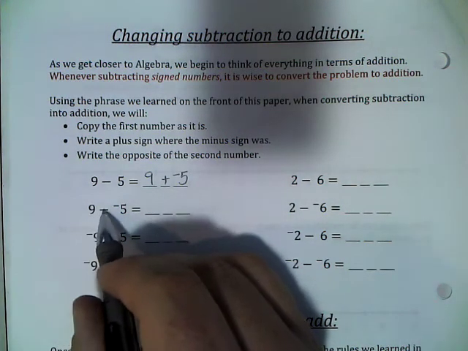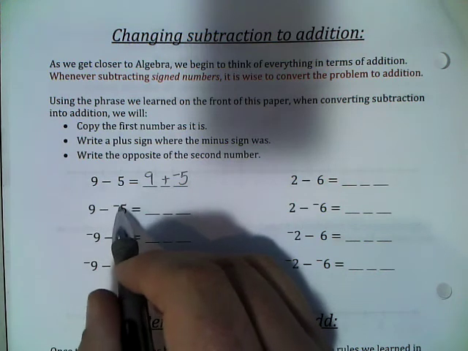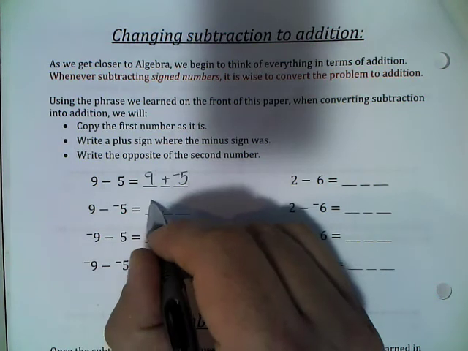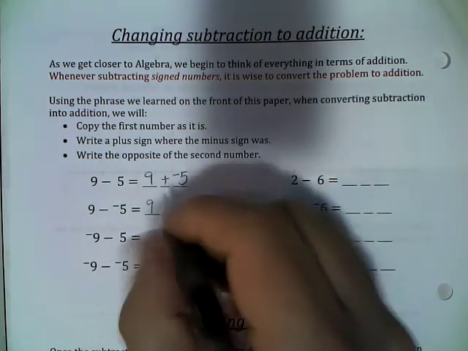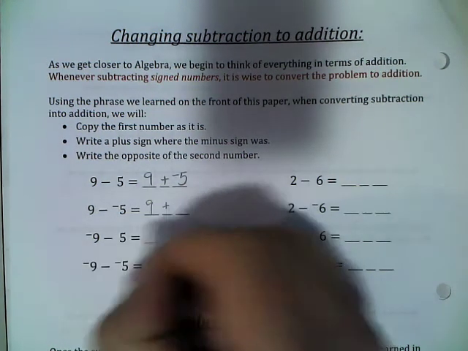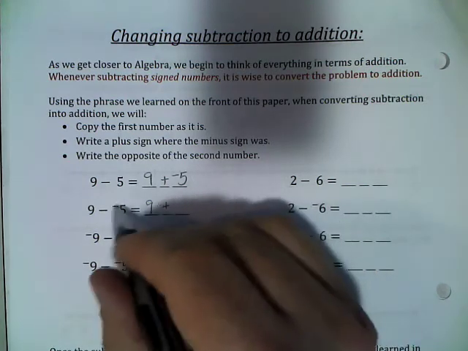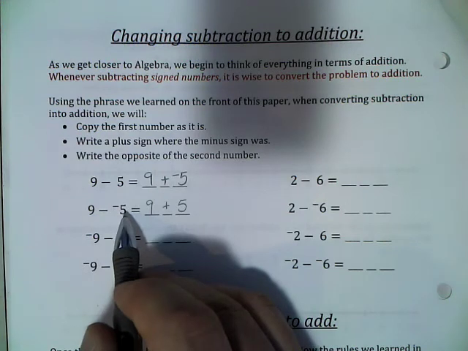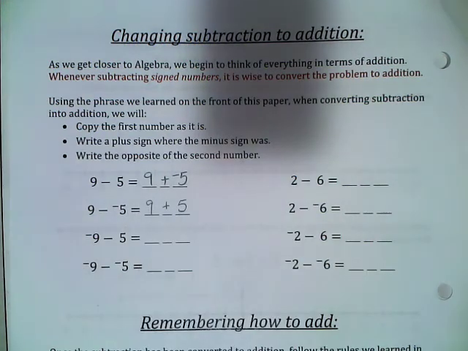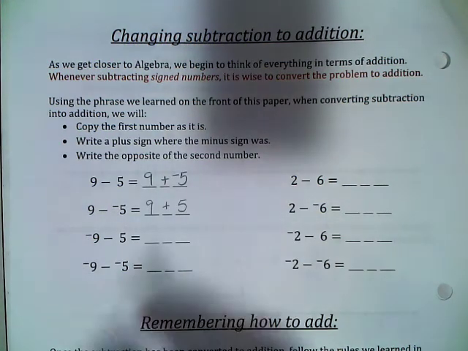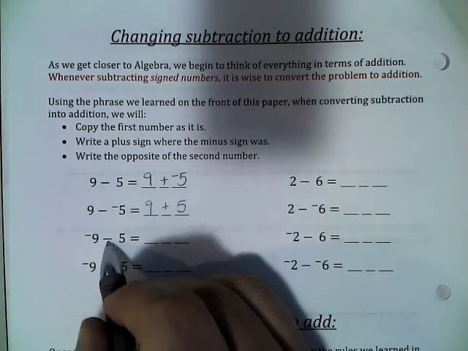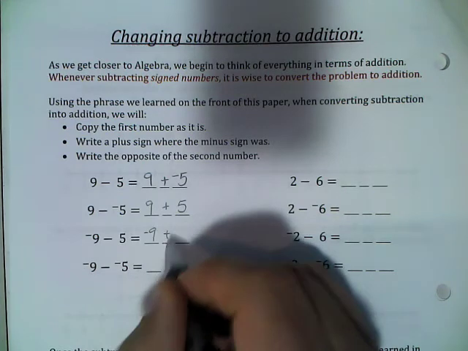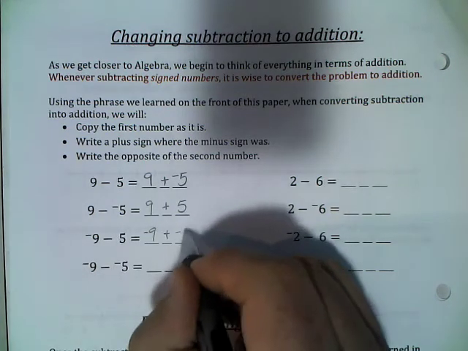So subtracting a number is the same as plus its opposite. We're not talking about the first number, so the first number stays the same. Then plus its opposite. The opposite of a negative 5 is a positive 5. So 9 minus negative 5 actually is just 9 plus 5, just plain old 9 plus 5. Negative 9 minus 5, the first number doesn't change, but then it's plus. The opposite of a positive 5 is a negative 5.